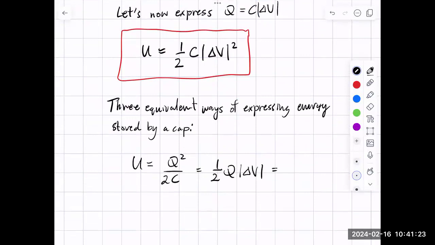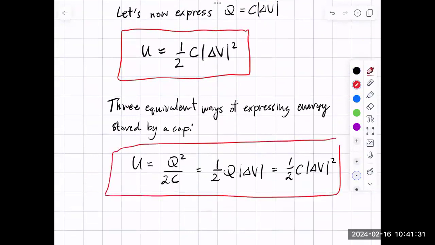And this last one was 1/2 C delta V squared. All right. Perfect. Any questions about this?